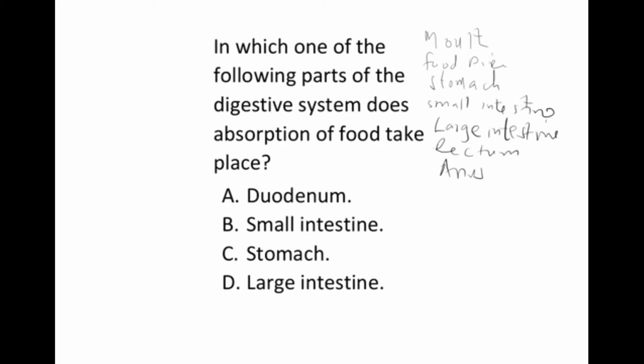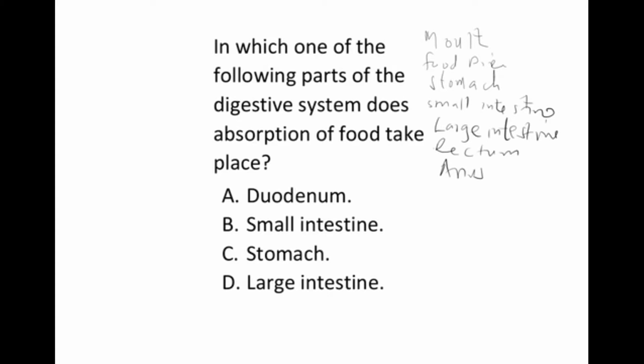So we have the mouth, whereby the chewing takes place. Also, digestion of carbohydrates takes place in the mouth. The food pipe, or you can call it the esophagus, is the tube that connects the mouth to the stomach and allows food to pass from the mouth to the stomach. Then in the stomach, there is production of gastric juice that digests food like proteins.